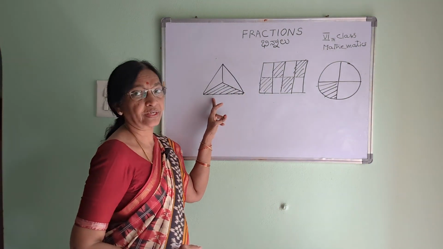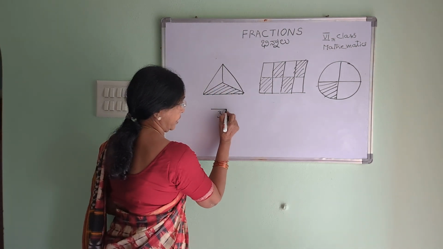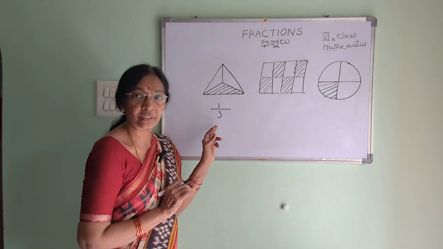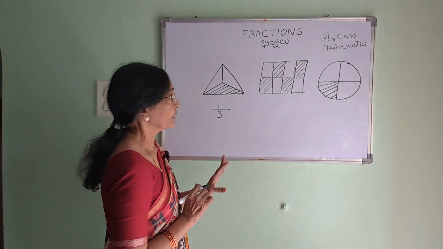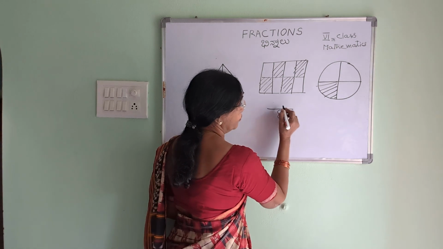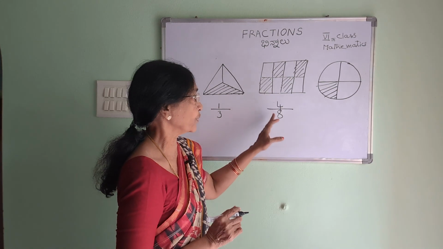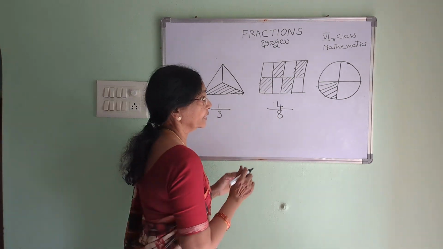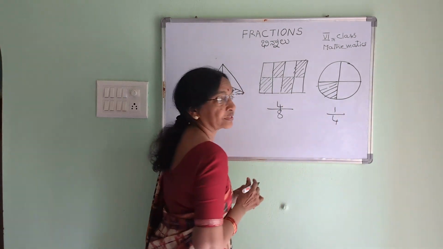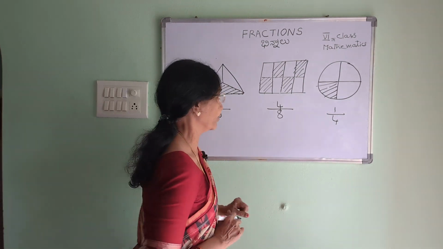So in the first figure, out of 3 equal parts, one part is shaded. Therefore, the fraction of the shaded portion is 1 by 3. Here, out of 8 equal parts, 4 are shaded. Therefore, the fraction of the shaded portion is 4 by 8. Here, out of 4 equal parts, one part is shaded. So here the fraction of the shaded portion is 1 by 4.